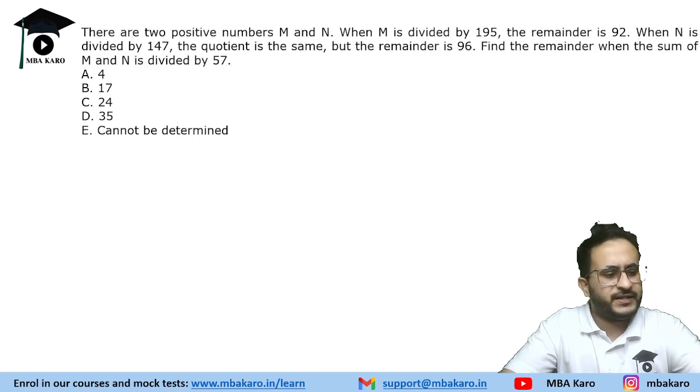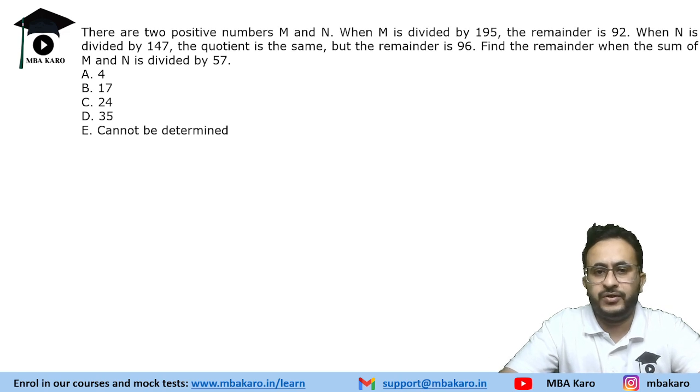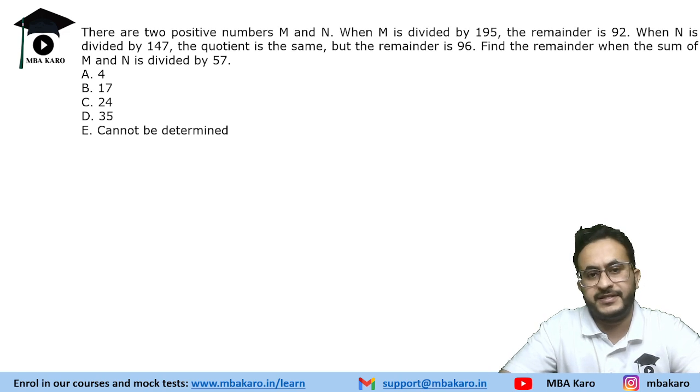There are two positive numbers m and n. When m is divided by 195, the remainder is 92. When n is divided by 147, the quotient is the same, but the remainder is 96. Find the remainder when the sum of m and n is divided by 57.